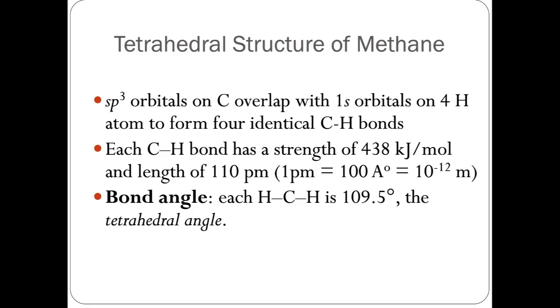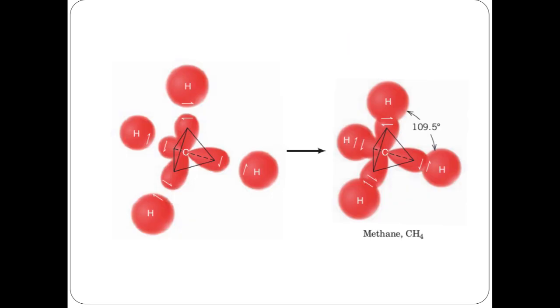Tetrahedral structure of methane. sp3 orbitals on C overlap with 1s orbitals on 4 H atoms, to form 4 identical C-H bonds. Each C-H bond has a strength of 438 kJ per mole, and length of 110 pm. Bond angle, each H-C-H is 109.5 degrees, the tetrahedral angle.